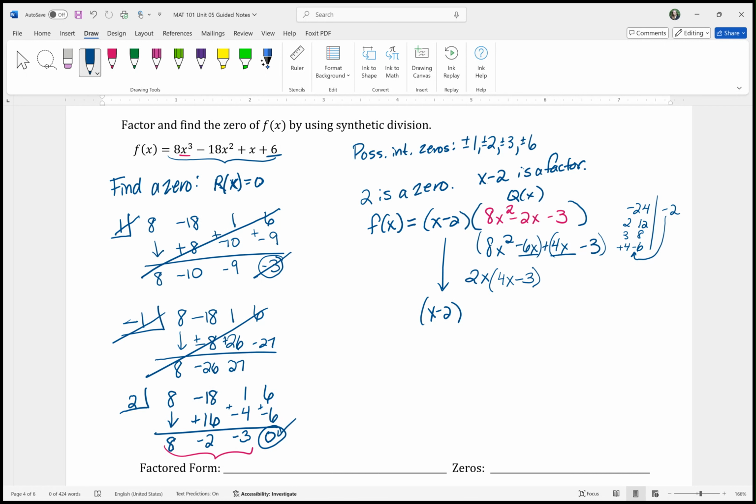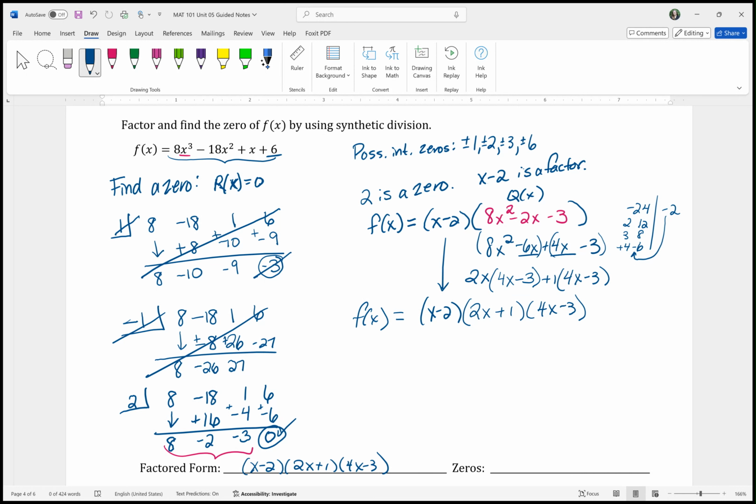In the second group, 4 and 3 have nothing in common, and you're not taking out an x. So we're really just going to put plus 1 here. And when you divide by 1, you get back the same thing, 4x minus 3. Okay, so let's join these two together along with our x minus 2 to create our factored form. This is going to be 2x plus 1 and 4x minus 3. And that is our fully factored form of the function. That's going to be down here with the factored form. So x minus 2, 2x plus 1, and 4x minus 3.